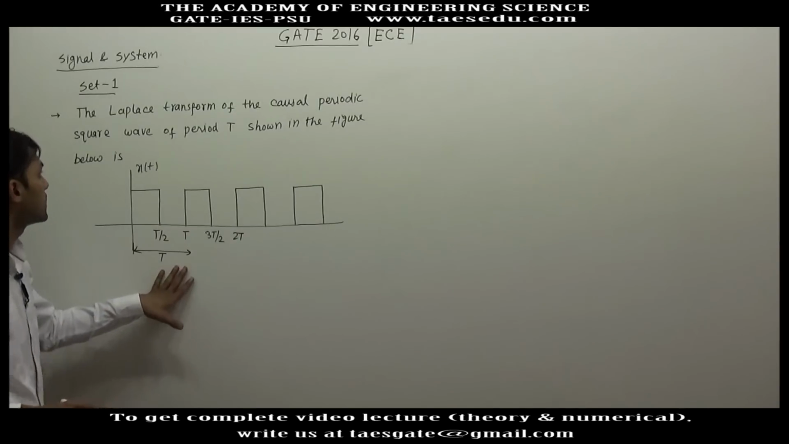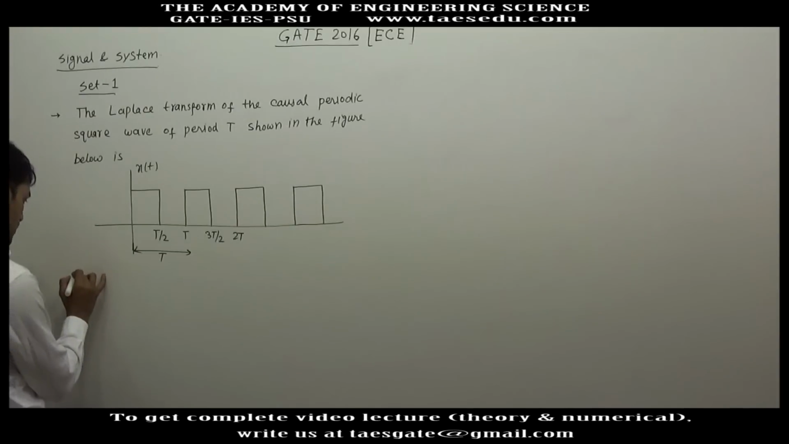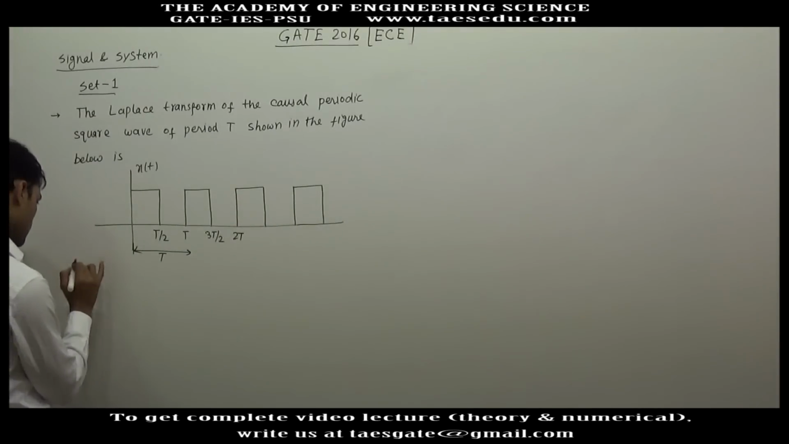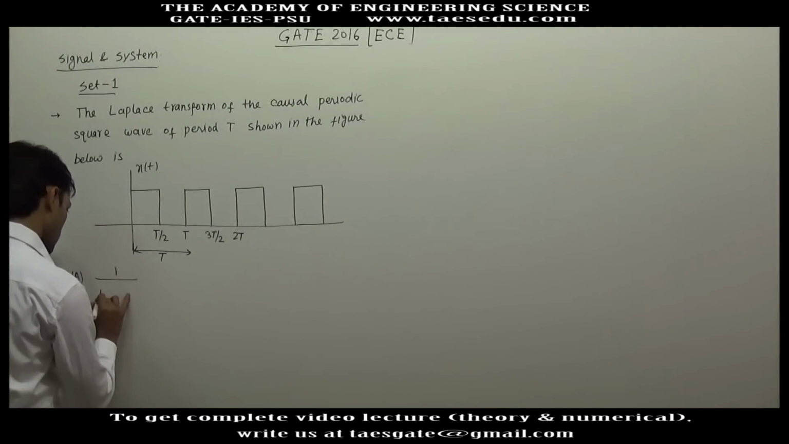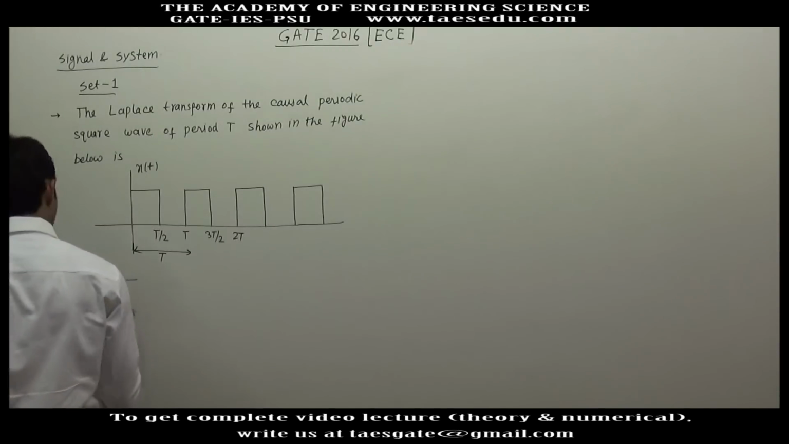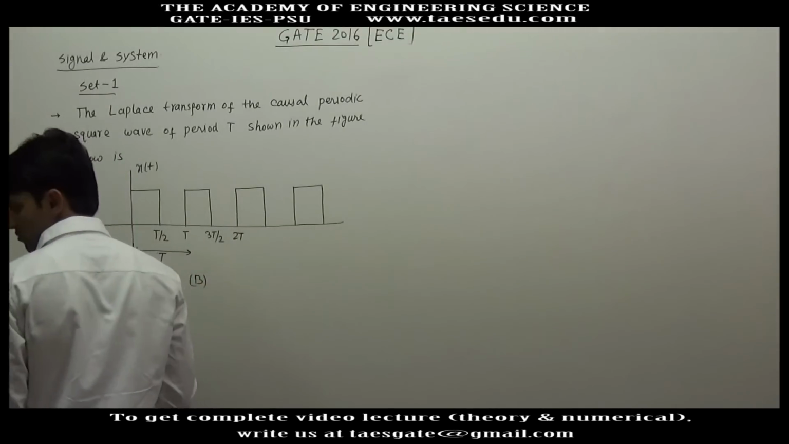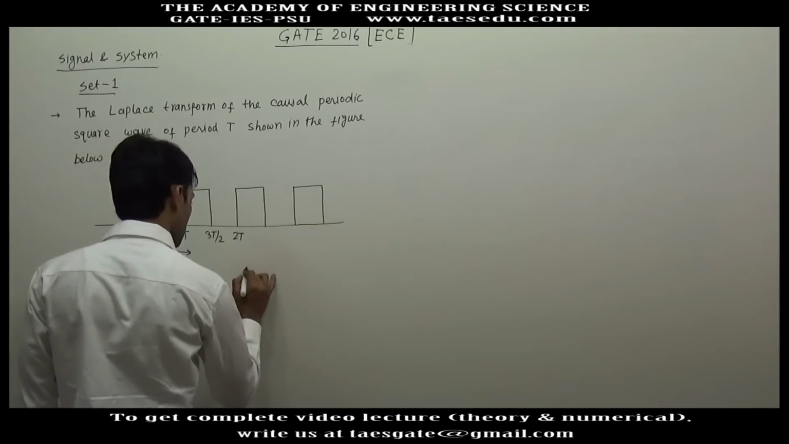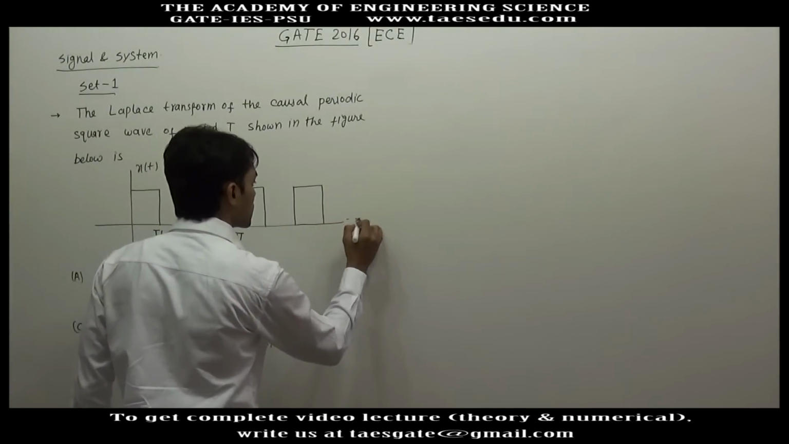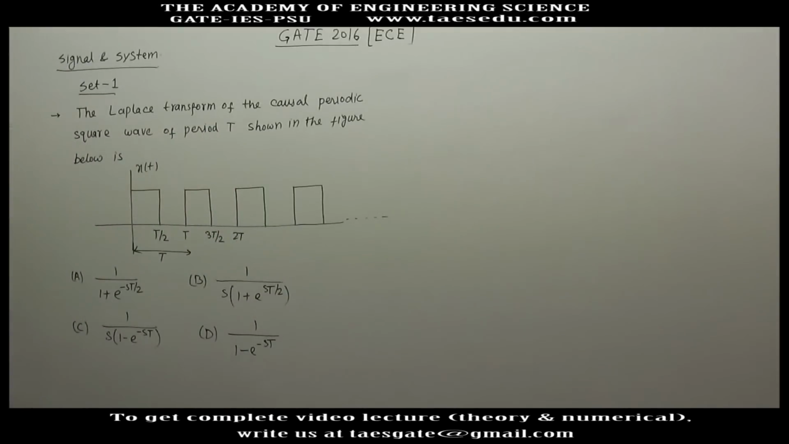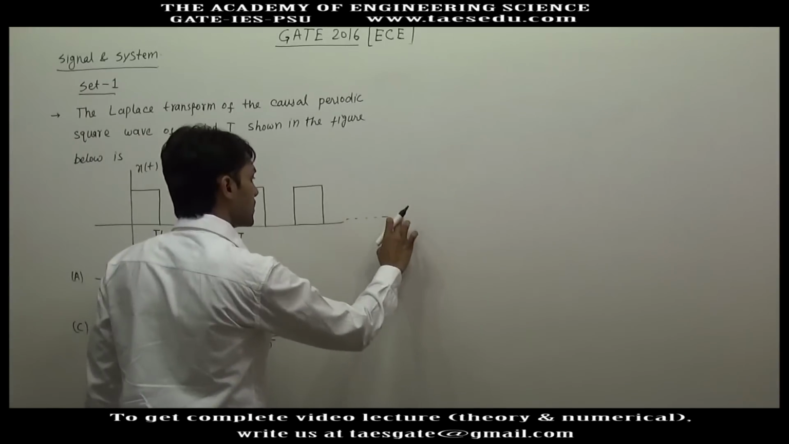Here we have a causal signal, and we have to find out the Laplace transform of this signal. Options are given as 1/(1 plus e to power minus sT by 2). To find the Laplace transform of this periodic signal, it will start from 0 and go to infinity.